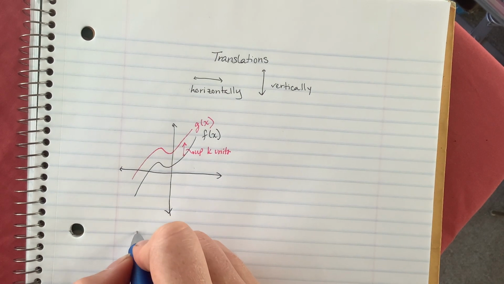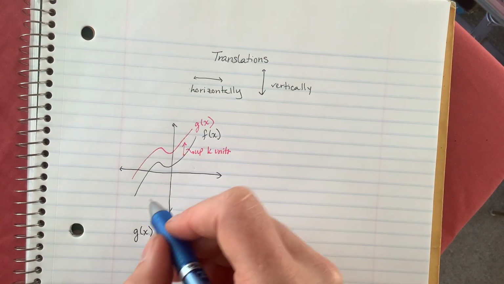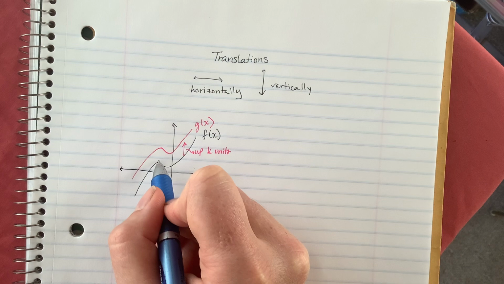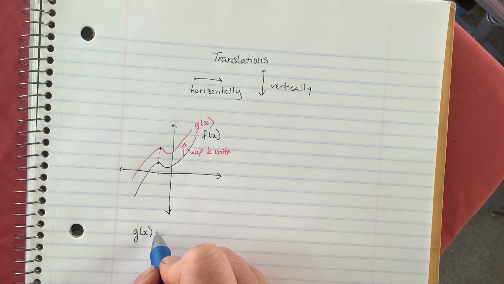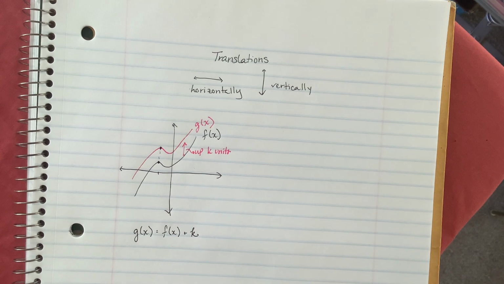To find our equation for g of x, we would have to think about what's happening to each individual point when we go from f of x to g of x. So for a point right here, when we move from f of x to g of x, the x value stays exactly the same, but the y value increases by k. So our general formula is going to be f of x plus k. So if k is positive, then we'll be adding something to each y value, and so the translation will be upwards. If k is negative, we'll be subtracting from the y value, and the translation will move downwards.